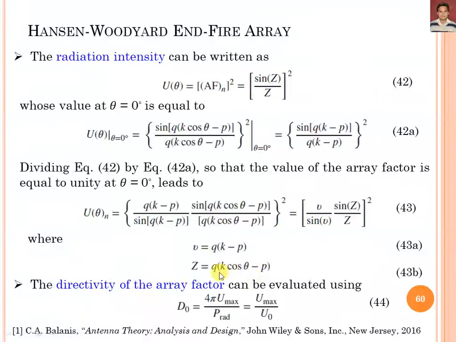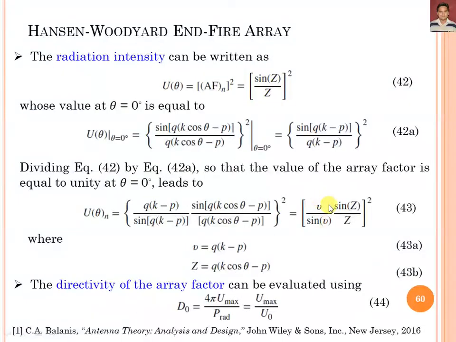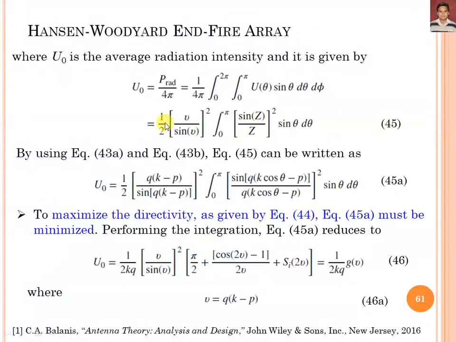So the directivity of the array factor we have to calculate by using this generalized expression: D naught equal to 4 pi U max upon P radiated, equal to U max upon U naught, where U naught is the average radiation intensity, given by P radiated. Again, considering this expression and putting the values of U of theta, we will get 1 by 2, v upon sin v, ka square, integration 0 to pi of sin z upon z, ka square, sin theta d theta.